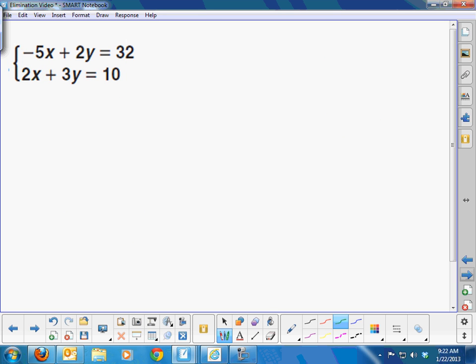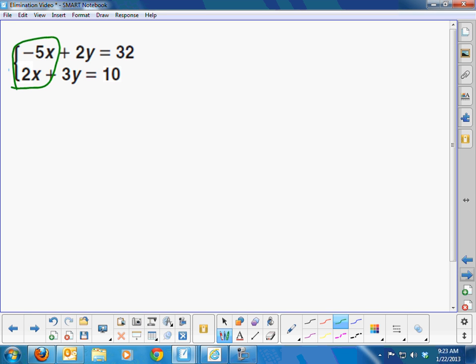Now, final example. Here I look and I'm thinking, what can I eliminate? Well, -5x and the 2x below it definitely don't get rid of each other. The 2y and the 3y, those don't even have opposite signs. Those are both positive, so those aren't going to get rid of each other. So I think I'm going to try and get rid of these first x terms here, because I already have a negative and a positive built into my problem, which is good.